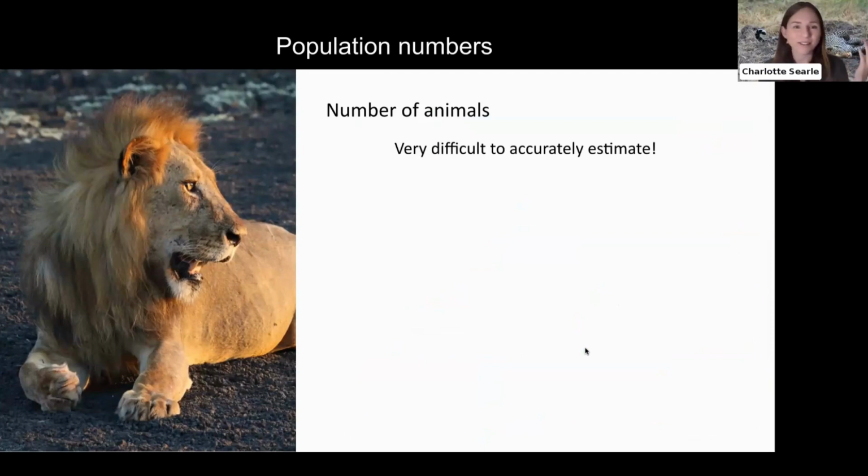Knowing that you have 1,000 lions in your national park is great. It can help you with population viability, but in terms of nitty-gritty management decisions, there's a limit to how helpful it is. So because of this, one of the things that we focus on is population density, which I mentioned just now. Population density is a measure of the number of individuals within a specified area. For large carnivores, we typically use 100 square kilometers.